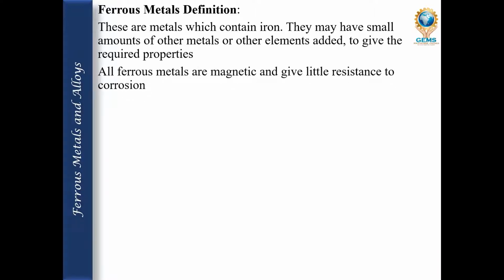All ferrous metals are magnetic and give little resistance to corrosion. That means all ferrous metals have this magnetic effect. If you place a ferrous metal near a magnet, it will attract. So whichever metal is attracted to a magnet is called a ferrous metal. If you come across any metal that has a magnetic property, then it is clearly a ferrous metal.